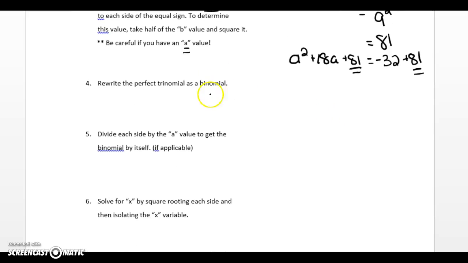So before we move on to step number 4, I'm first going to simplify this right-hand side here. So we have a squared plus 18a plus 81. That's equal to, so it's negative 32 plus 81. That should give you 49.